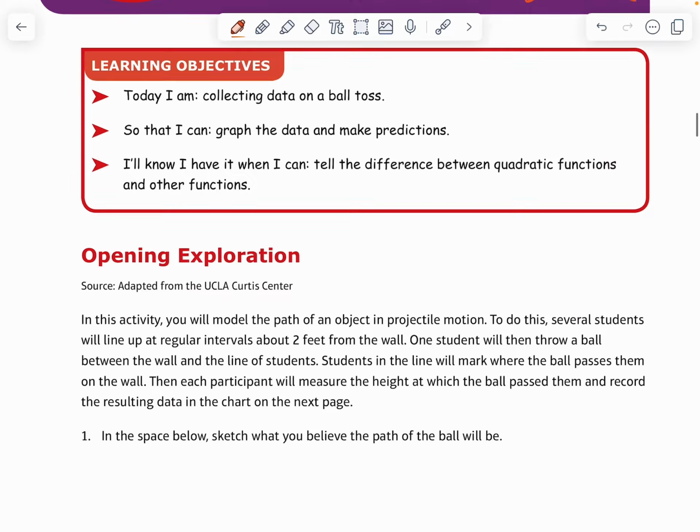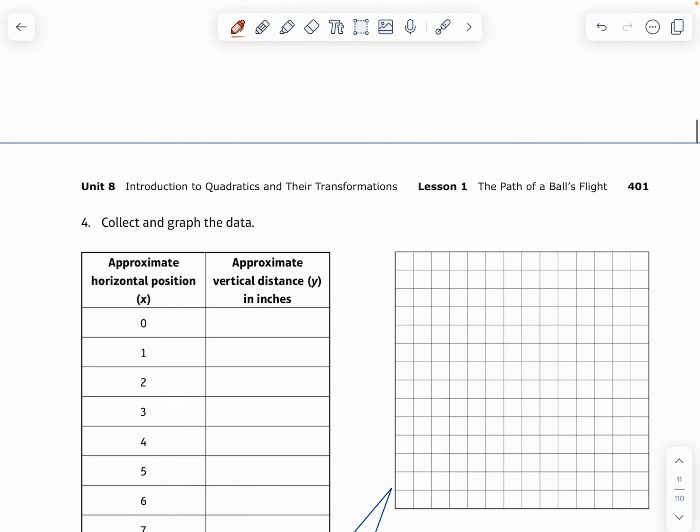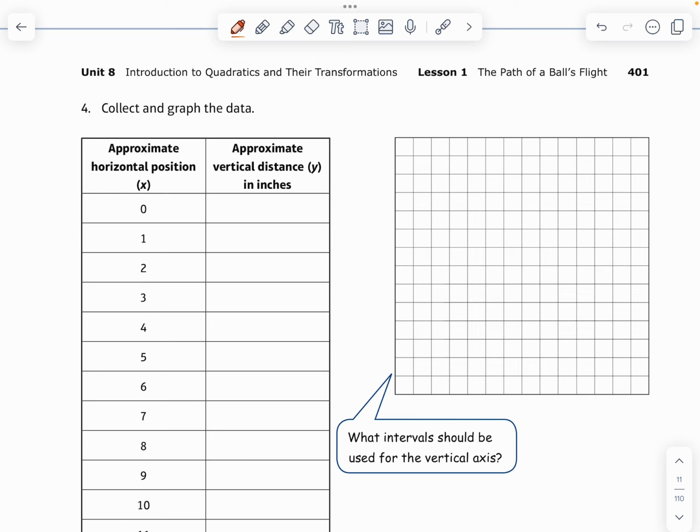All right, let's go. Skip a couple pages. There it is. Look at her throwing. We're going to go right here to page 401. So, a couple things about it is we need to kind of look at the graph. Something to think about is, if you're throwing the ball, the ball's probably going to go up, kind of level out, and then make it back down.